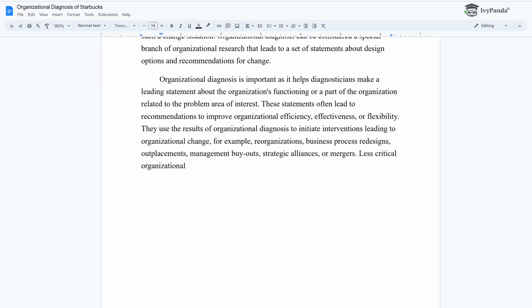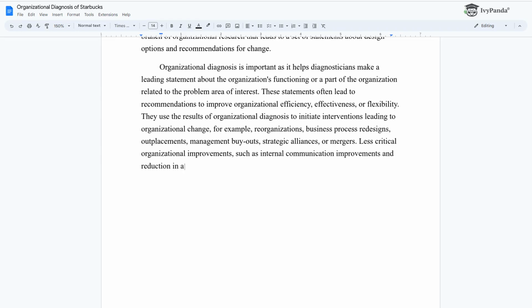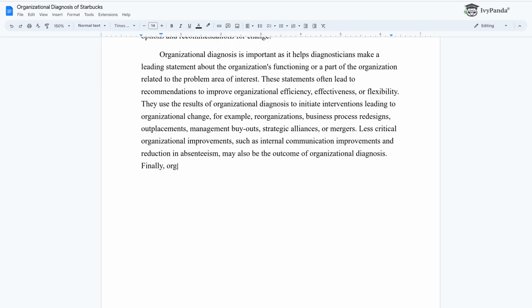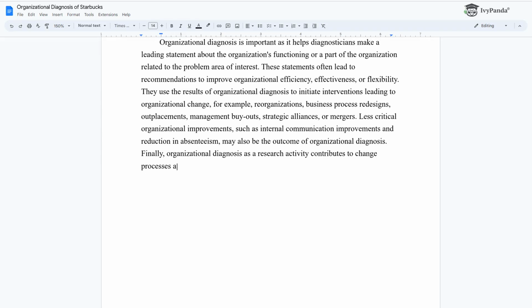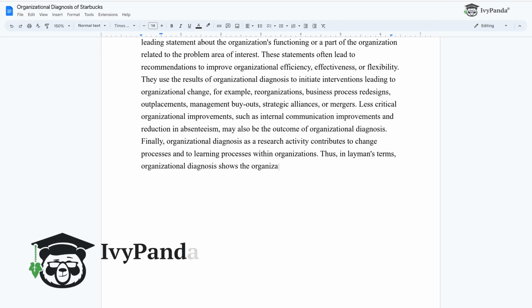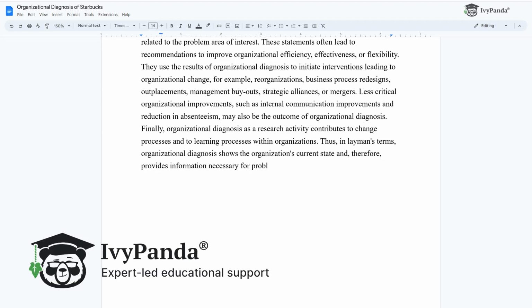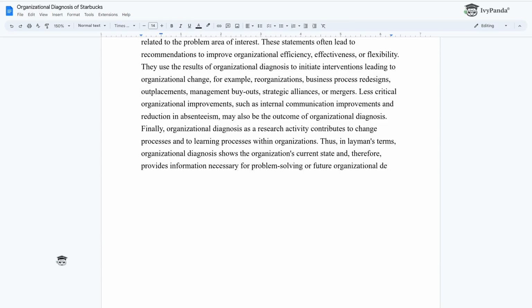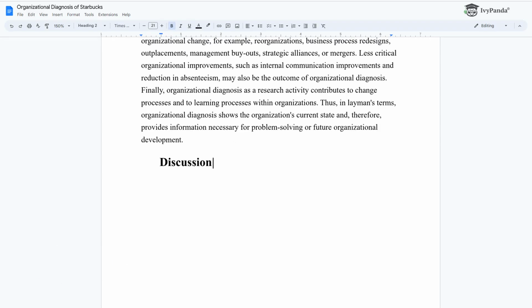Less critical organizational improvements, such as internal communication improvements and reduction in absenteeism, may also be the outcome of organizational diagnosis. Finally, organizational diagnosis as a research activity contributes to change processes and to learning processes within organizations. Thus, in layman's terms, organizational diagnosis shows the organization's current state and, therefore, provides information necessary for problem-solving or future organizational development. Discussion of the models, critical appraisal and evaluation.